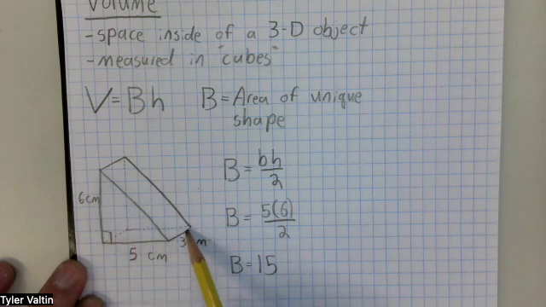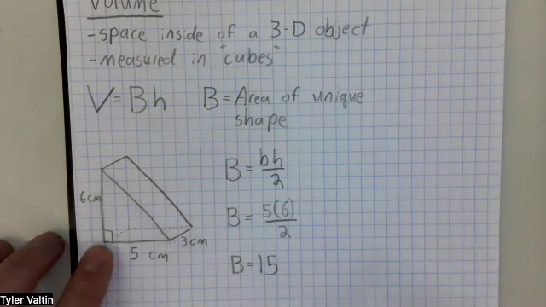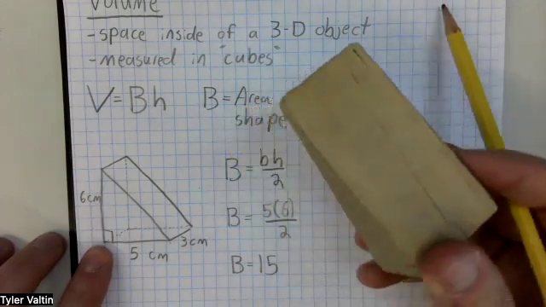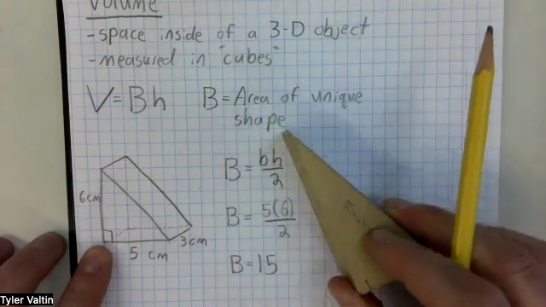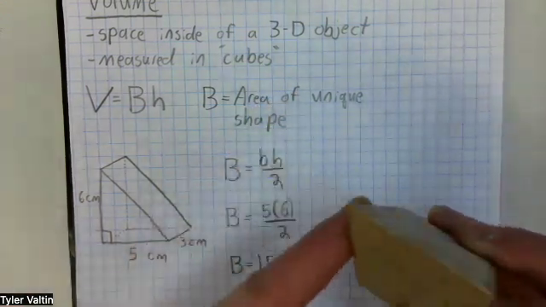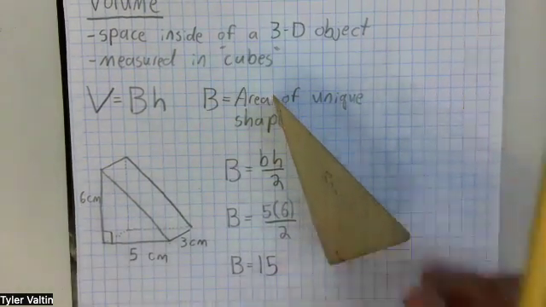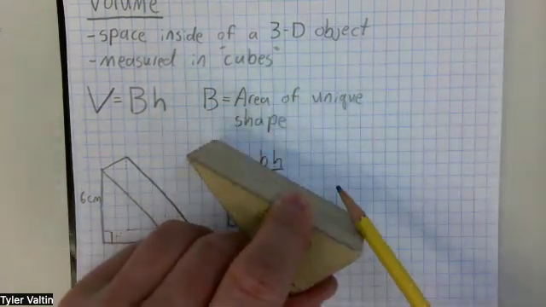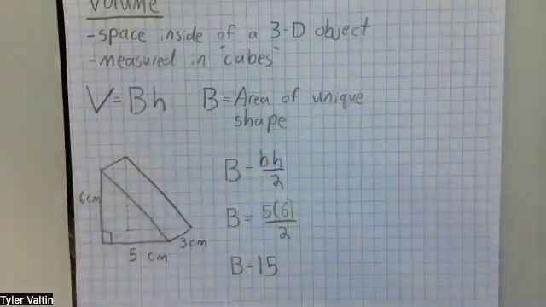Now I need to multiply that by the height of our shape. Remember, the base and the height meet at that 90-degree angle. So again, if I flip this rectangular prism on its side, the big B is this space here, and that becomes our base. And now I'm just going to multiply it by the height here.